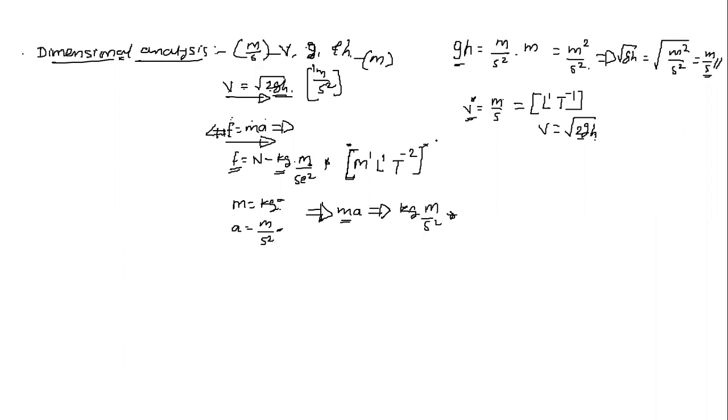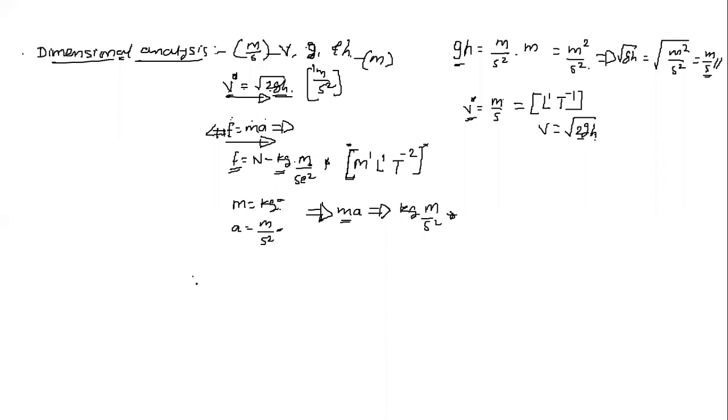That is the dimensional homogeneity we are discussing. So for dimensional homogeneity, if you consider any equation, for example, v is equal to under root 2gh, then the dimensions of the physical quantities on the left hand side must be equal to the dimensions of the physical quantities at the right hand side.